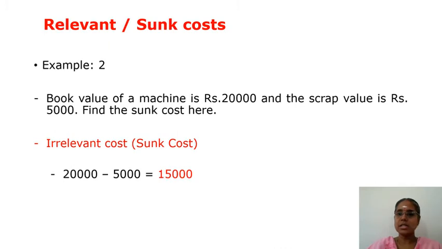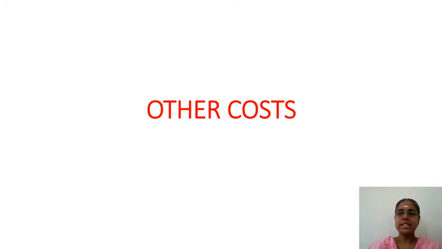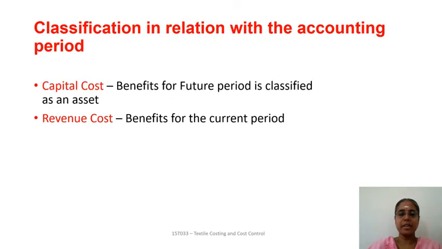So now what is this cost that is sunk here, irrelevant here? 20,000 minus 5,000, which is 15,000. You cannot do anything with that machine. So the cost that has already happened, that is already depreciated, is called sunk cost here. There are not only these important classifications which we saw, there are other classifications like capital and revenue based on the accounting period. This is very apt for your accounting related class. This type of cost classification is important for accounting, whether it is capital or revenue cost.